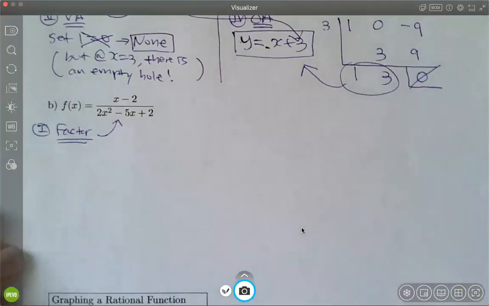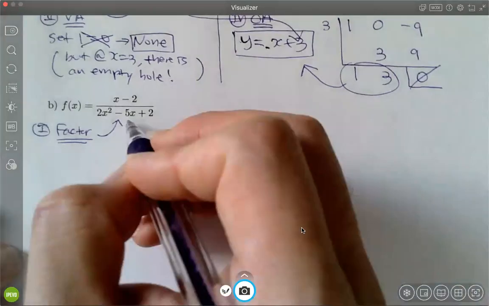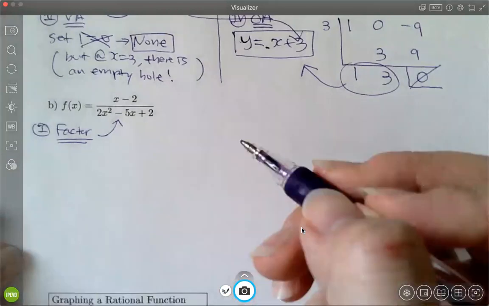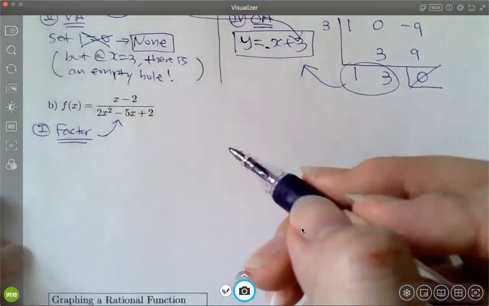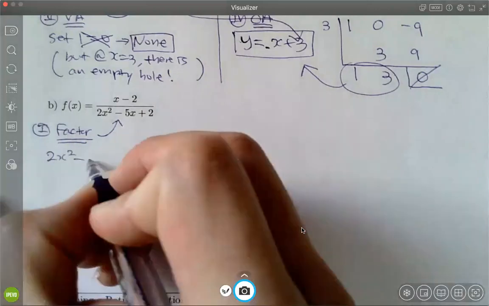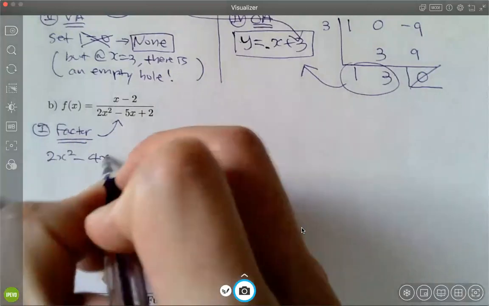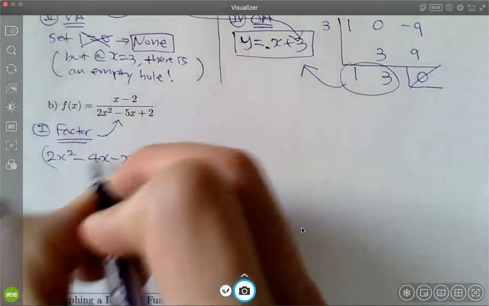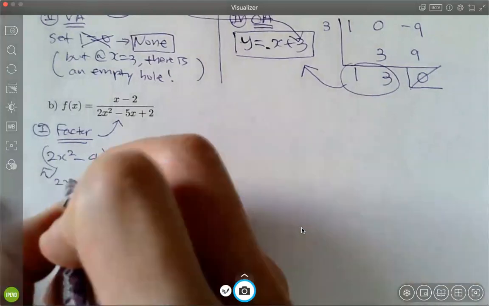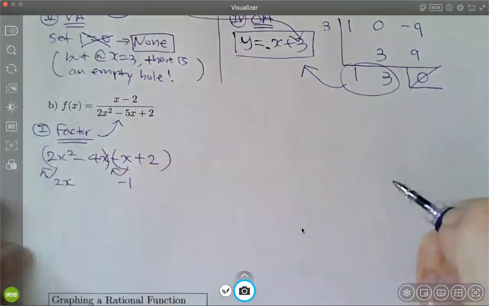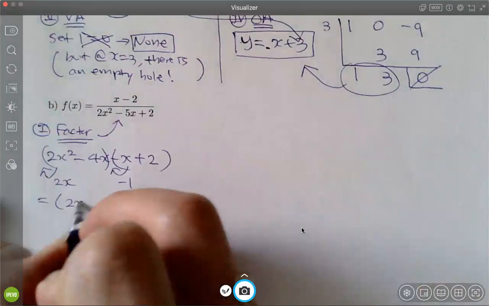Okay, so what do you get? The two numbers are what? Negative 1 and negative 4, right? So you get 2x squared minus 4x minus x plus 2. So that, right? Okay, so what do you get? 2x minus 1 and x minus 2, right?